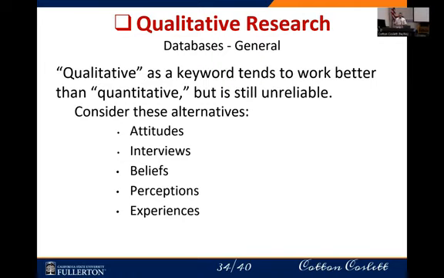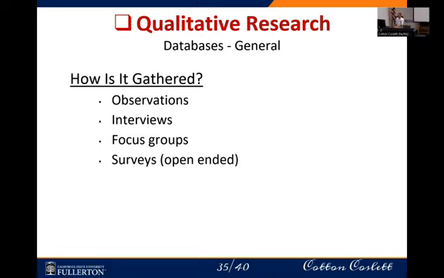Again, consider alternatives that are related to the type of research. For instance, a keyword like attitudes, interviews, beliefs, perceptions, experiences. These are largely going to bring back results using qualitative research and data. And again, just as with quantitative, thinking of how it's gathered and using those gathering methods as a keyword can be useful as well.